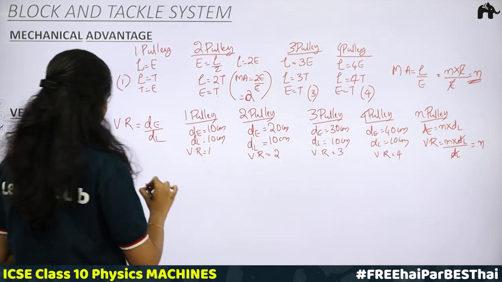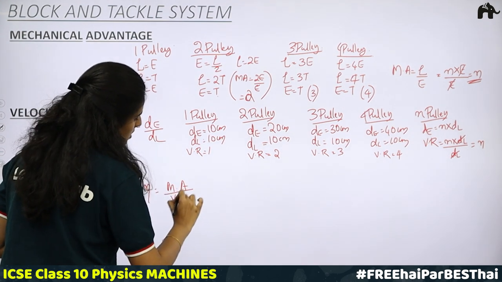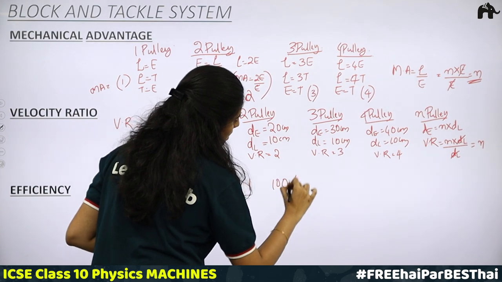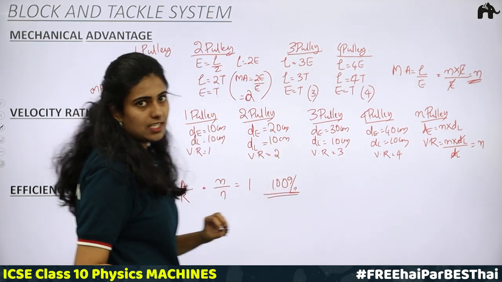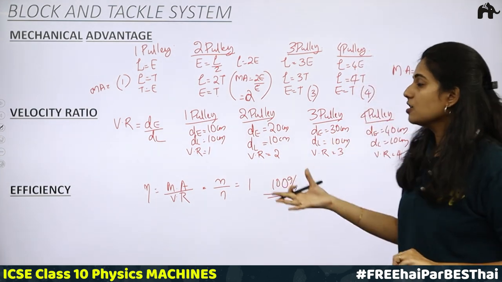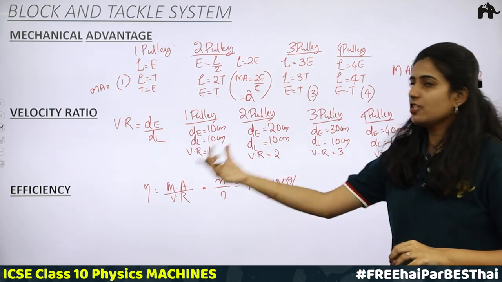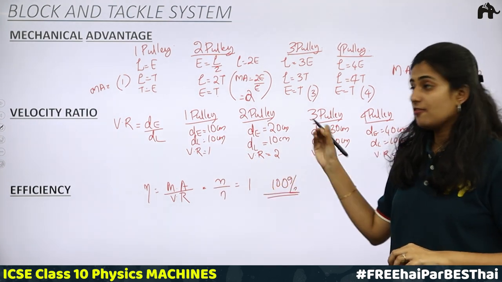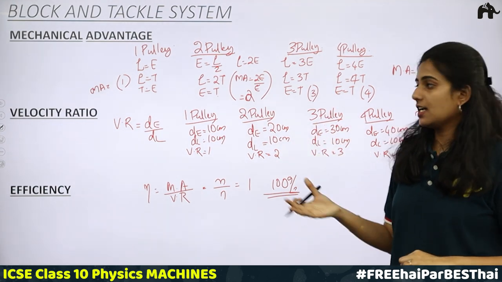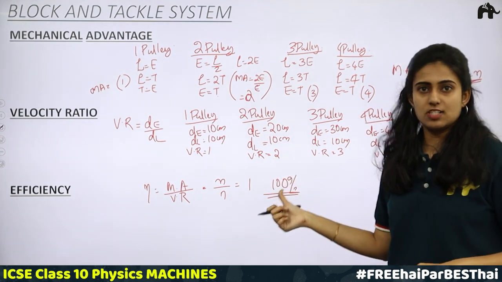Then what is the efficiency? Efficiency eta is equal to mechanical advantage divided by velocity ratio, which is N divided by N, equal to 1 or 100%. Again, this is the ideal case you have to mention. In ideal case, when friction is not considered, the mass of rope and pulley is not considered, only the mass of load is considered. In that case, efficiency is equal to 100%. When the mass of the rope and friction is considered, you will be getting a value for efficiency which is less than 1 or less than 100%.